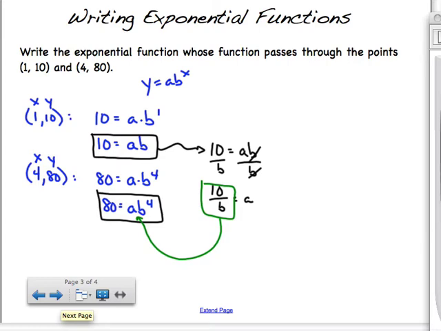Okay, so now if I come up over here and try to solve this, I'm going to take that second equation. It used to be 80 equals ab to the fourth.